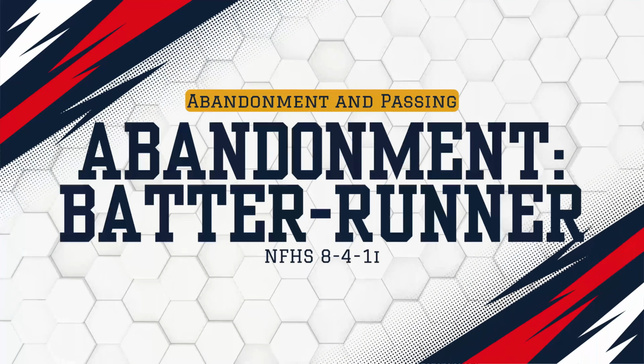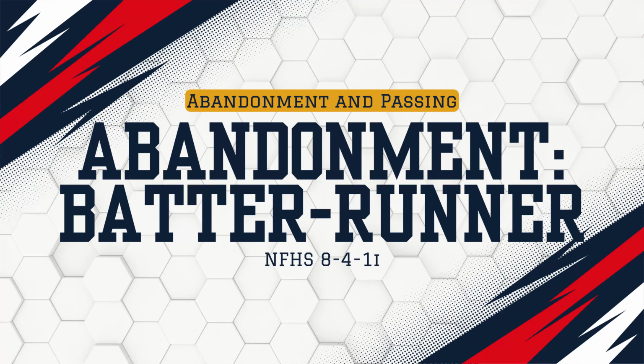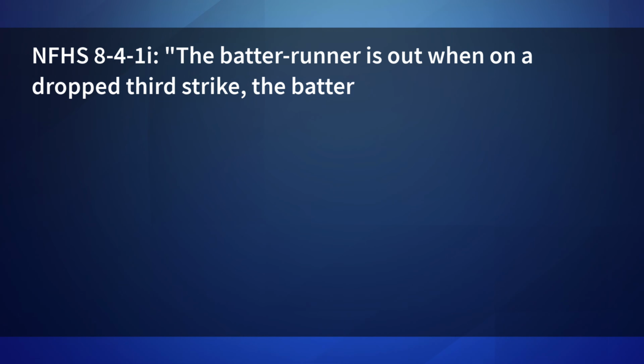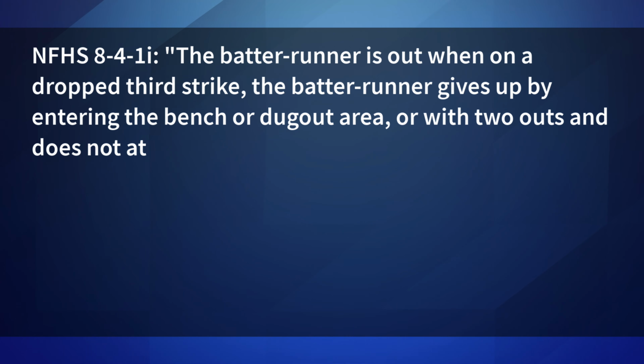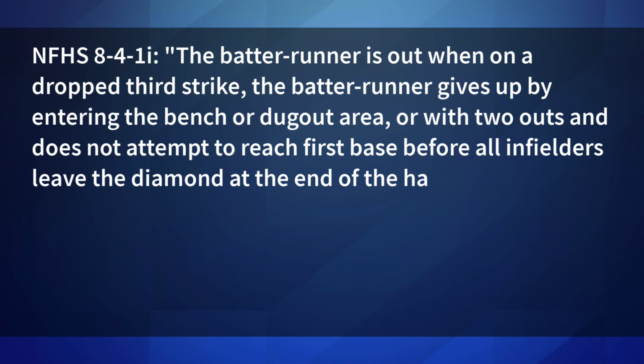Now let's talk about abandonment. And when we talk about abandonment, we really need to separate two different rules. First, we have abandonment by the batter runner on an uncaught third strike. That is covered in NFHS 8-4-1I, which says, the batter runner is out when on a drop third strike, the batter runner gives up by entering the bench or dugout area, or with 2 outs, and does not attempt to reach first base before all infielders leave the diamond at the end of the half inning.